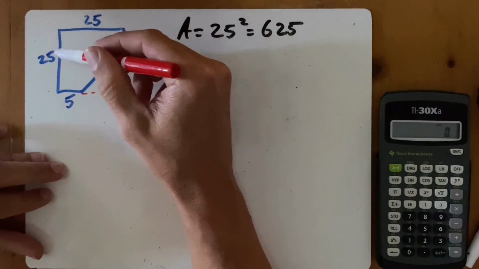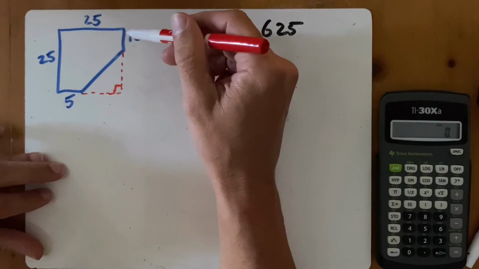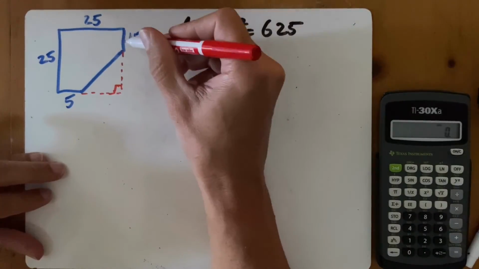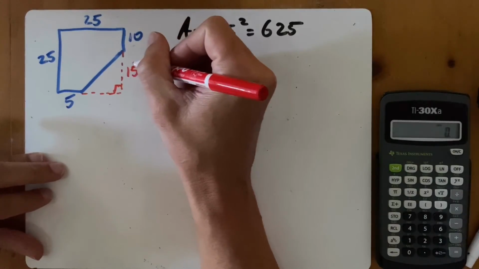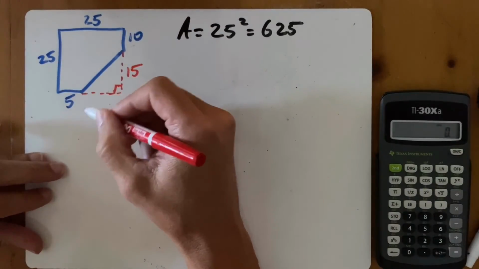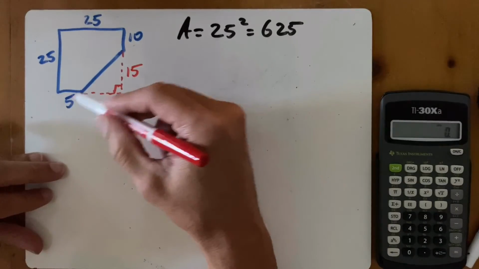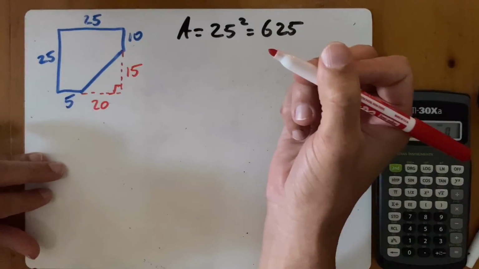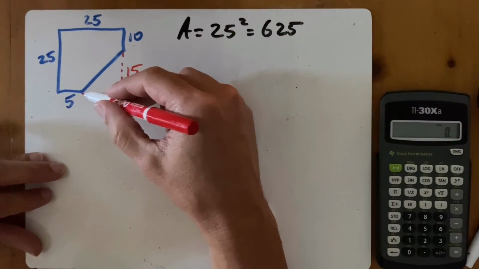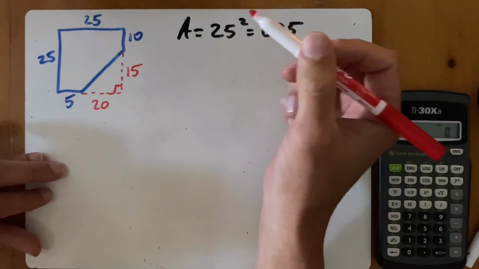Well, it says that this side is 25, which means this other whole side has to be 25. So if that's 10, then what's missing is going to be equal to 15. All right, down here, this side also has to be 25. That one is 5. So that means that this side has to be equal to 20. So there is our base and our height for our triangle.